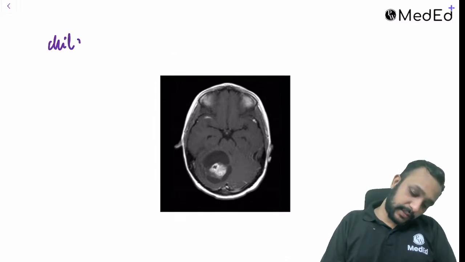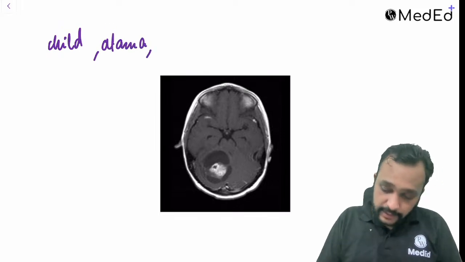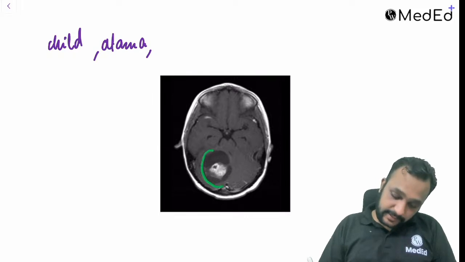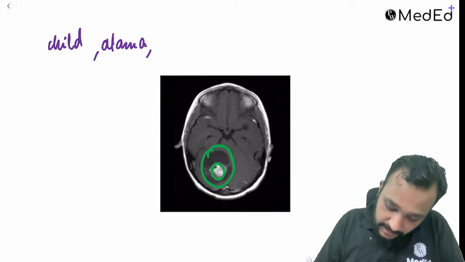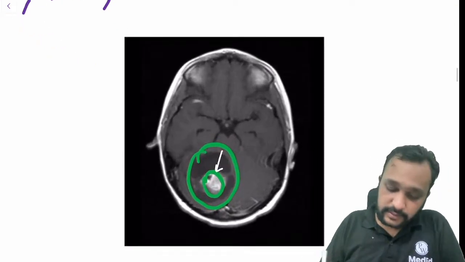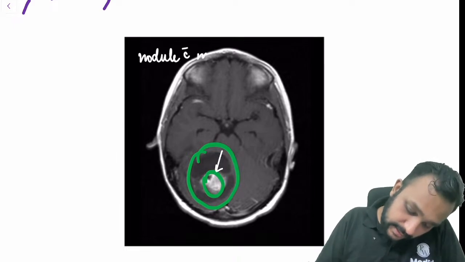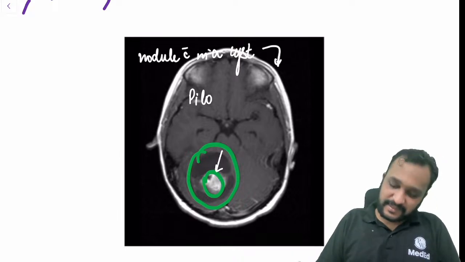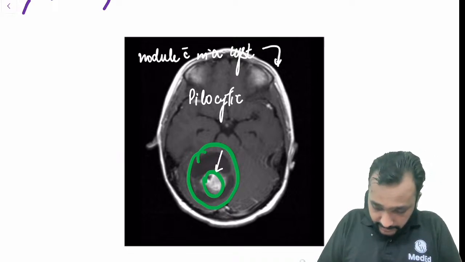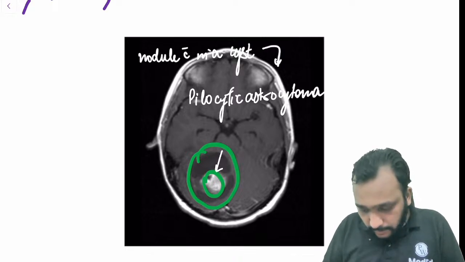Now this is a child, okay? He presented with ataxia. On MRI, it shows that there is a cystic lesion with an enhancing mural nodule. So this is a nodule within a cyst appearance in the cerebellum. So guys, this appearance is characteristic of pilocytic astrocytoma, right?